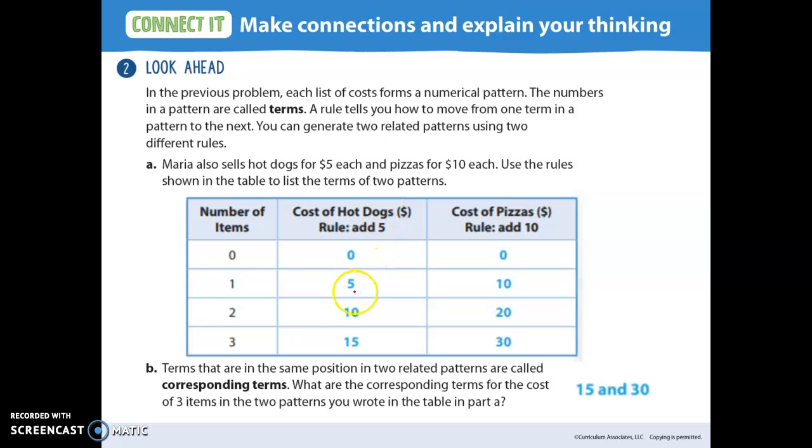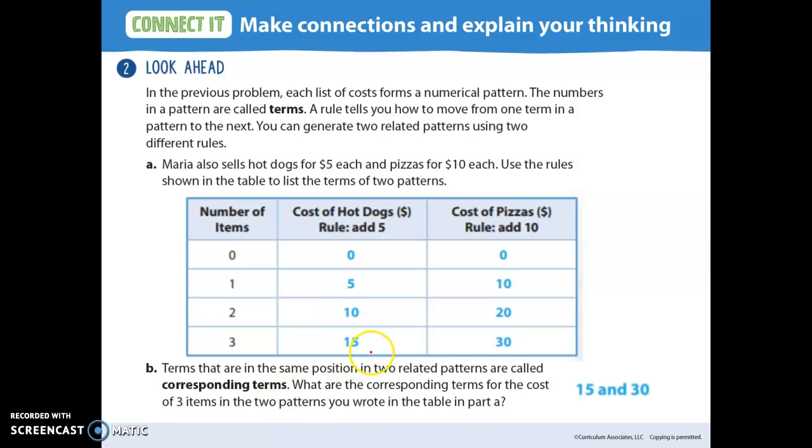Okay, so you should have filled in 0, because if you didn't buy any hot dogs, you didn't pay anything. And then you started your 5 for 1 hot dog, 10, and 15. And then for pizza, again, starting with 0, 10, 20, and 30. So once you filled it in, we can look at those corresponding terms.